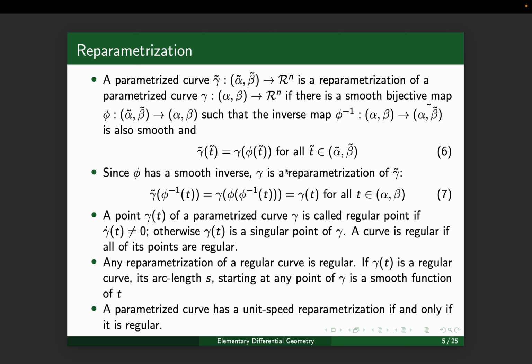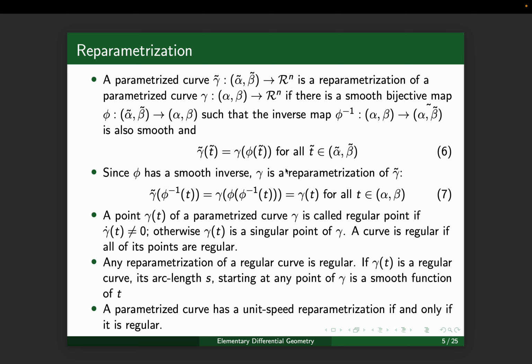Let's define what is reparametrization. Let's take two scalar parameters, t tilde and t. From this we construct two vector functions, gamma tilde of t tilde and gamma of t. If there exists a map from t tilde to t as well as t to t tilde, and if these two maps are smooth, then gamma and gamma tilde are called reparametrizations of each other.